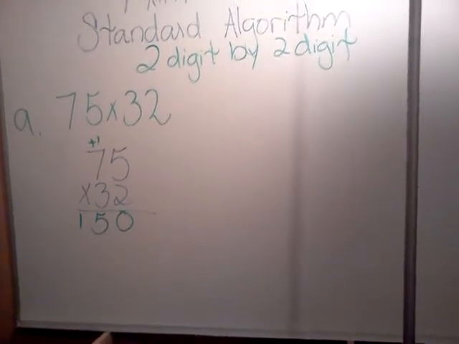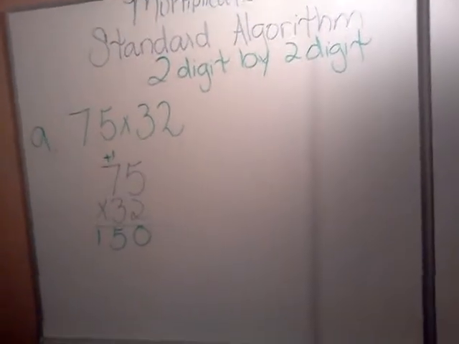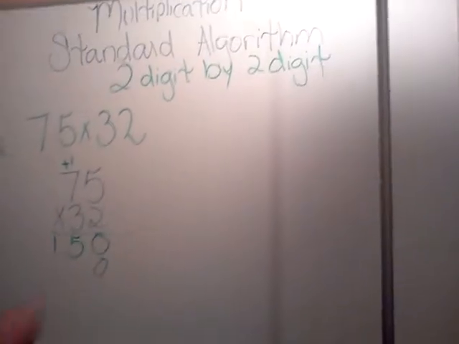The next step is to put a 0 under the ones place. This is our placeholder. We need a placeholder here.